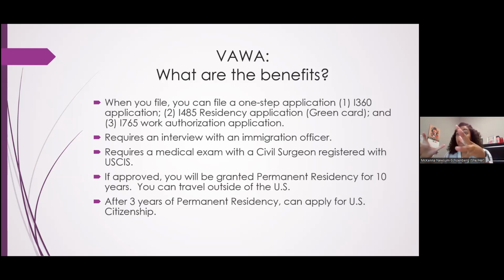If your VAWA application is approved, and then if your residency application is approved, you can be a permanent resident. It's good for 10 years. And with resident status, you can work, you can travel outside of the United States. And ultimately, if you want to just continue to renew residency status, you can do that. Or after 3 years of being married to a U.S. citizen or a lawful permanent resident, you could apply to become a citizen.